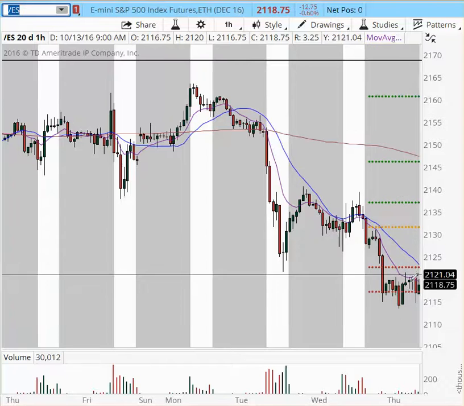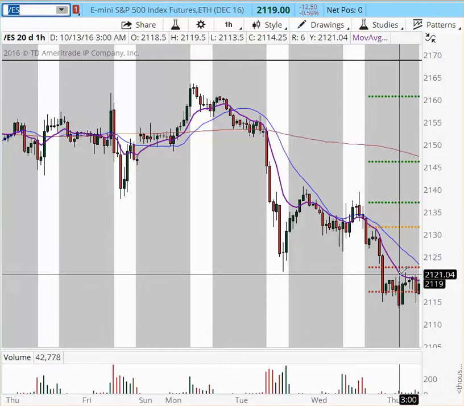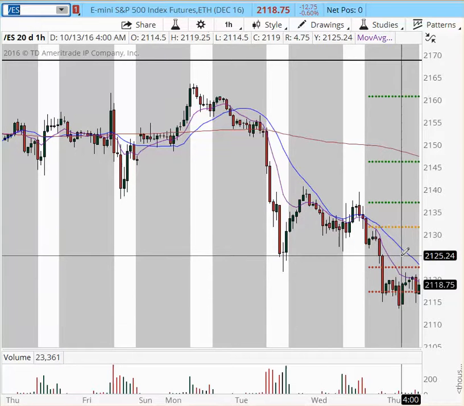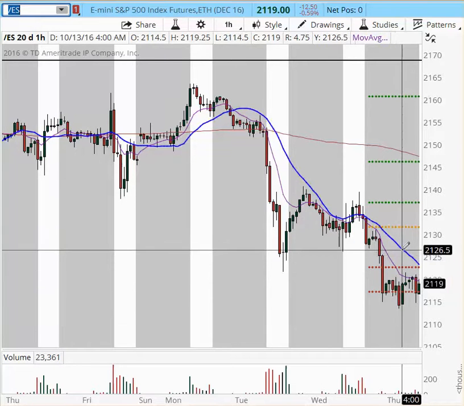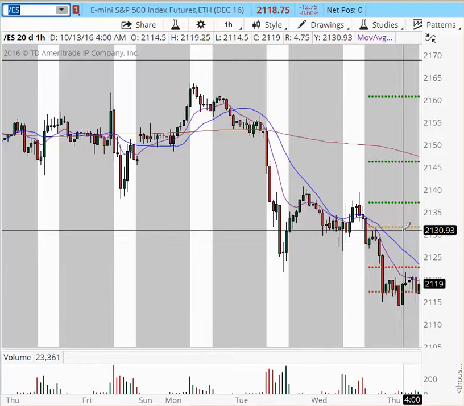So for ES, I'm not interested unless it breaks 2121. And in this case, I'm going to look for a long position, and I'm going to look for continuation targets into 2125. I'm going to look to 2128 and all the way into 2130.